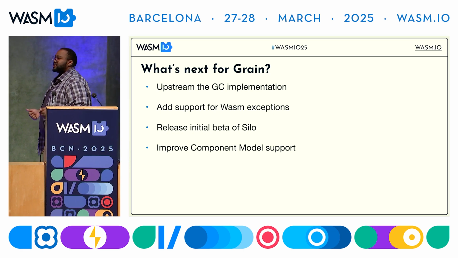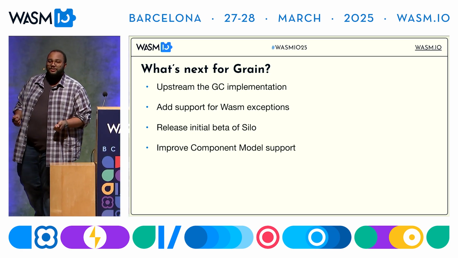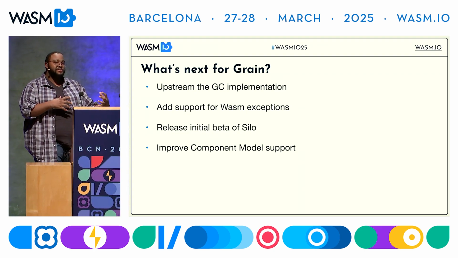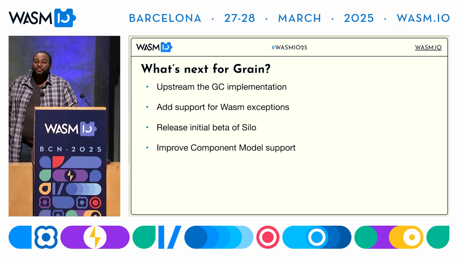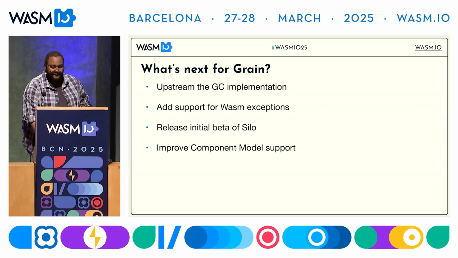And of course, releasing the initial beta of Silo, which is our build tool and package manager to make it easier for people to manage building Grain projects and working with components. And of course, lastly, is improving component model support. We want to help on working out what the canonical ABI for GC should look like. And we're really excited to get involved on that.